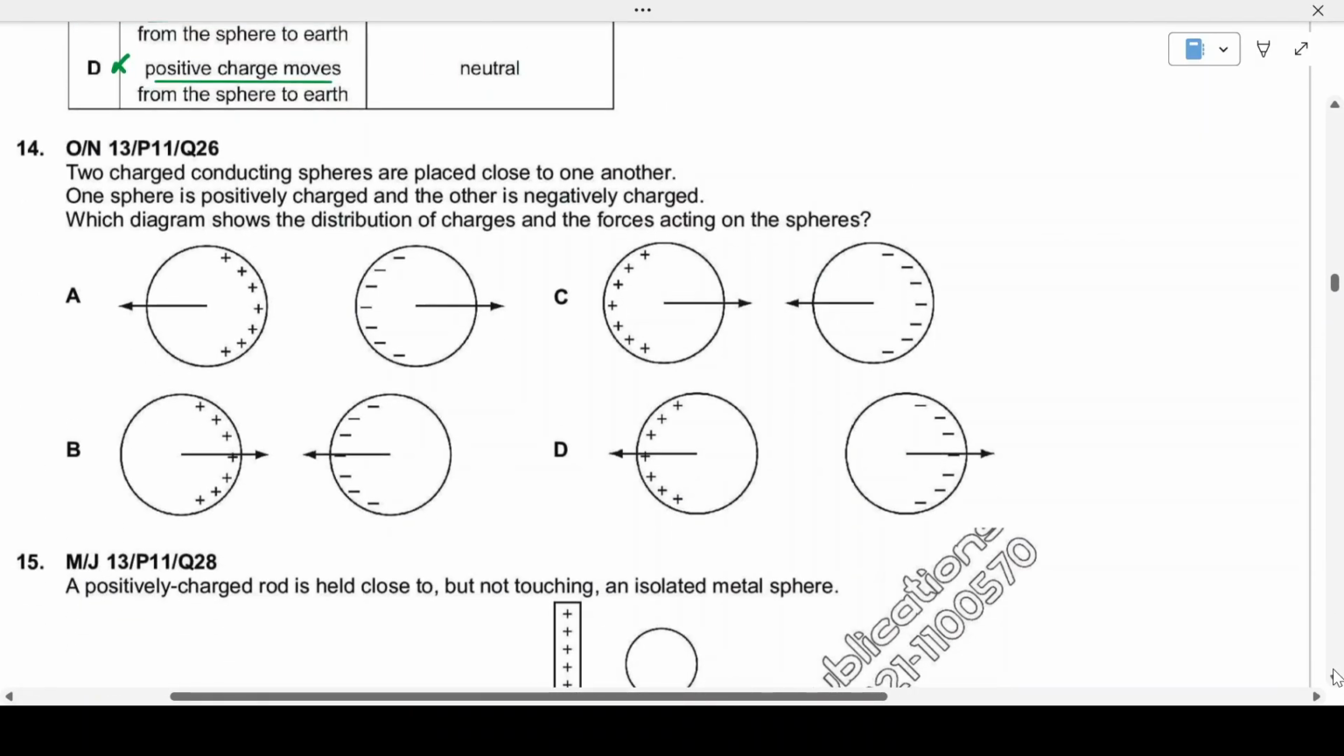Okay, question number 14. If the charge is like, then it should be on the extreme sides. If the charge is unlike, then it should be at the close ends, in front of each other, and they should be attracting each other. Should be able to answer in 5 seconds. 1, 2, 3. B is absolutely the right answer.